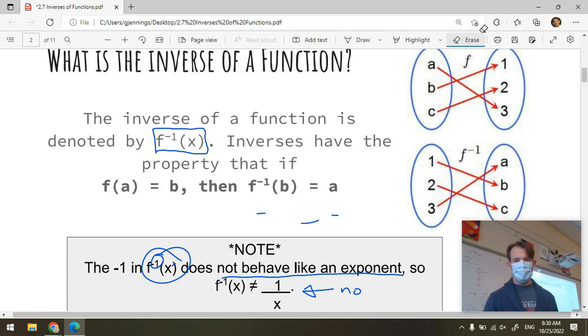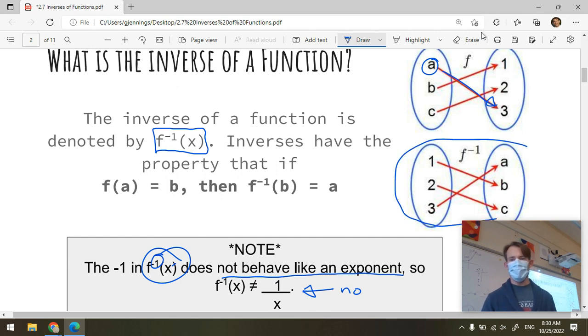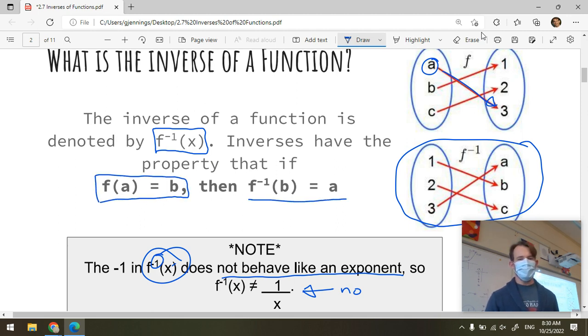So, how do we define that? Well, if we had a function that mapped a to 3 and b to 1 and c to 2, the inverse of that function would just swap these two columns. That's all it would do. All it would do is take inputs and make them outputs. Okay, so the property is if f at a equals b, then f inverse of b equals a. Is just swap the positions of a and b.